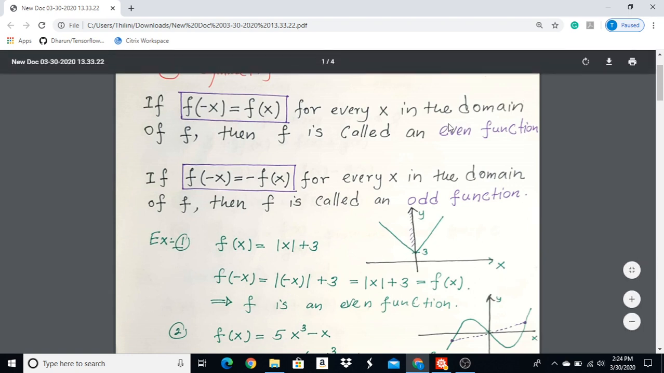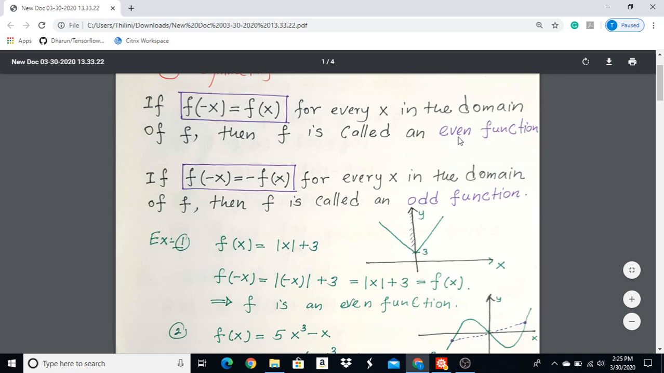So what do we mean by even functions? If a function satisfies this equality for all the values of x in the domain, then we call that function an even function. That means, let's say we have a function f and we are plugging negative x into that function, and that is the same as plugging positive x into the same function. If this is satisfied for all the x values in its domain, then f is called an even function.